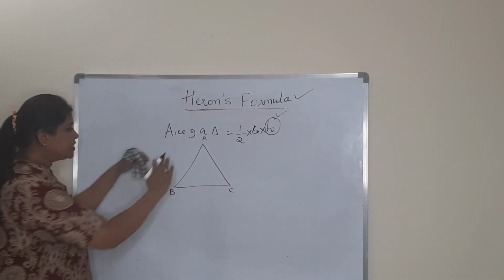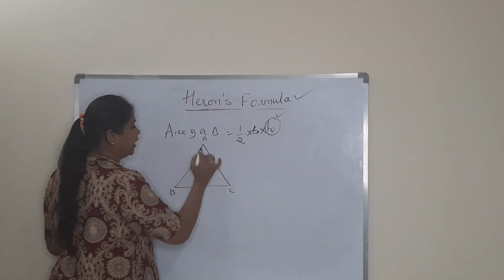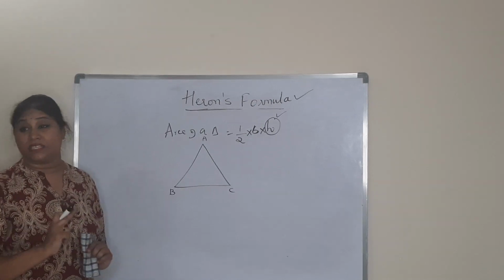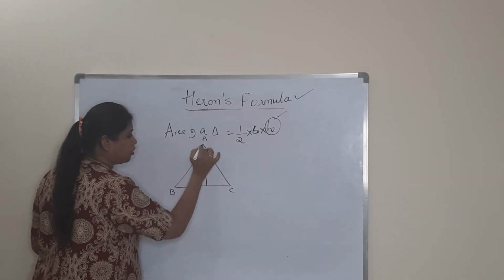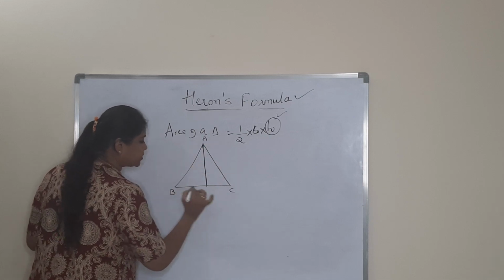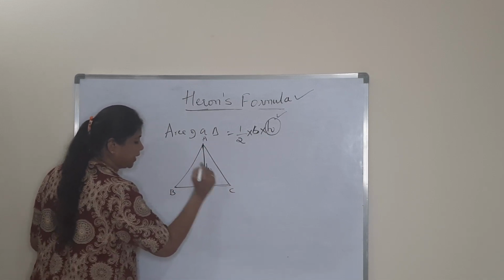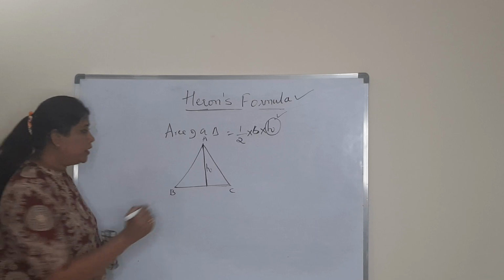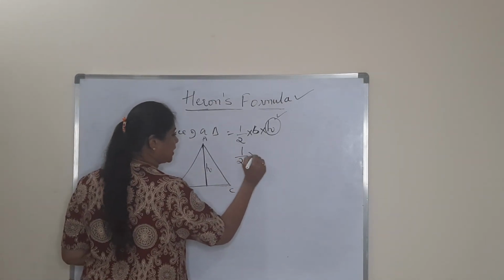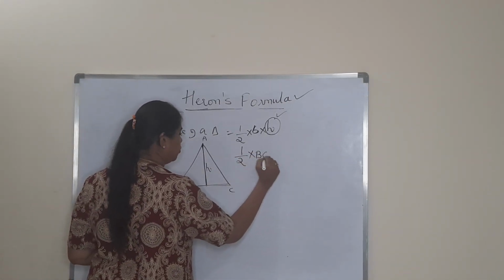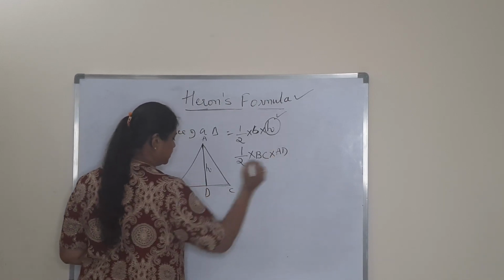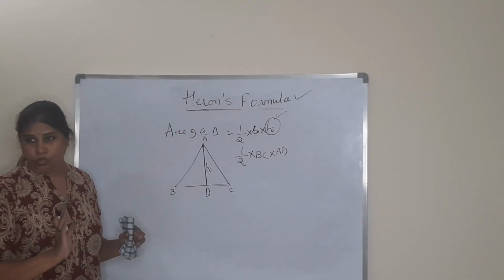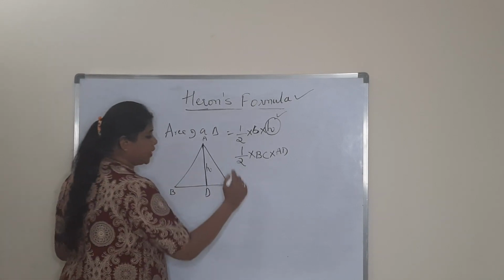Okay. Now this is my triangle ABC. If I want to draw a height, I draw a height from this vertex to side BC. So this will be my height. Is it not? Yes, ma'am. Now the area of the triangle becomes what for this acute angle triangle? Half into base into height. Height I am taking as AD. AD is nothing but h only, right? This is for an acute angle triangle.